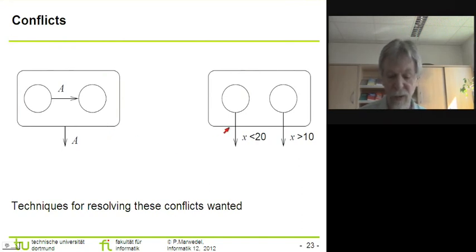Conflicts like the one shown on the right-hand side are a little more difficult to detect, because if we had a value of x between 11 and 19, then there would be a conflict, and otherwise there would be no conflict. So that means the conflict really depends on the particular value of these variables, and such conflicts are a little more difficult to detect.